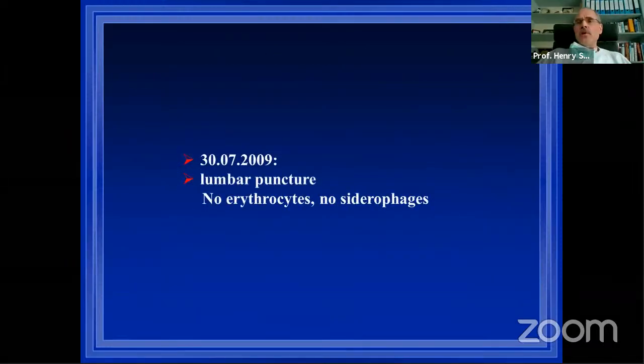So what we do, of course, we want to know, did he have a small warning bleed? So he got a lumbar puncture. CSF was completely clear, no erythrocytes, and also no siderophages. So there was no history of previous hemorrhage or an acute hemorrhage.